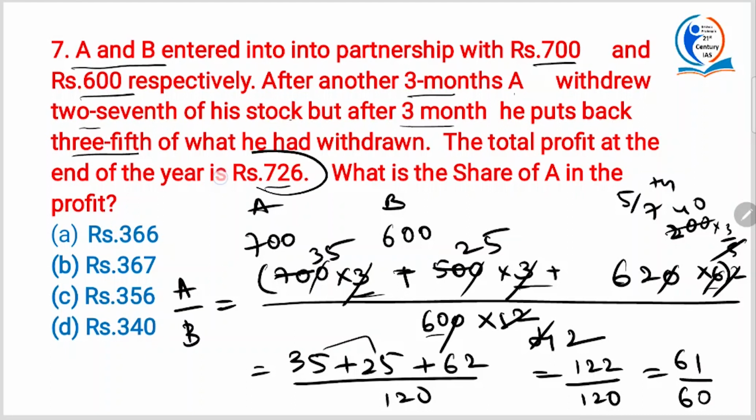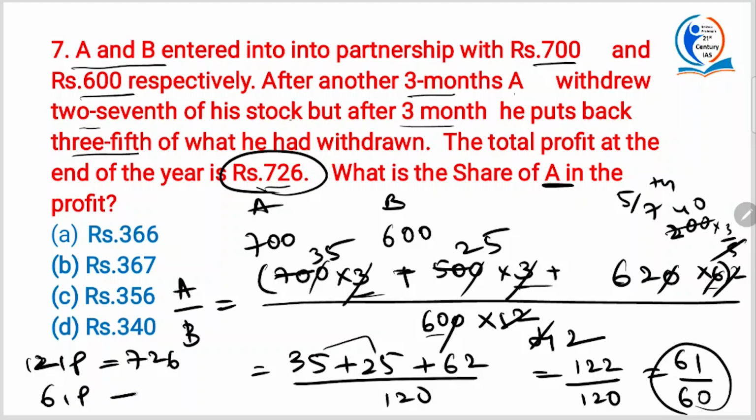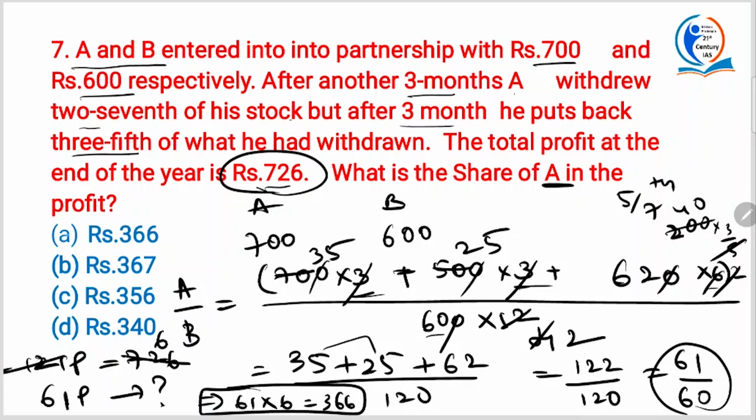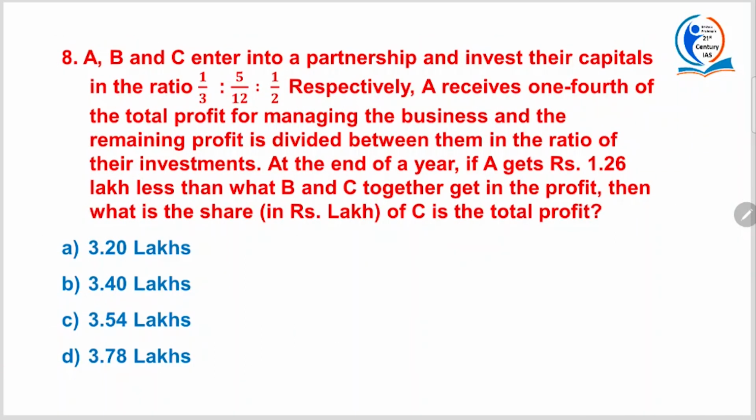It is given that the total profit is 726 rupees, which means what are the total number of parts? 61 and 60, right? So 121 parts of profit is equal to 726. And what are they asking? What is the share of A? How much is 61 parts? 121 ones are 121, six are 726, so 1 part is 6. So 61 parts is equal to 61 into 6, that is 366. 366 is the answer.